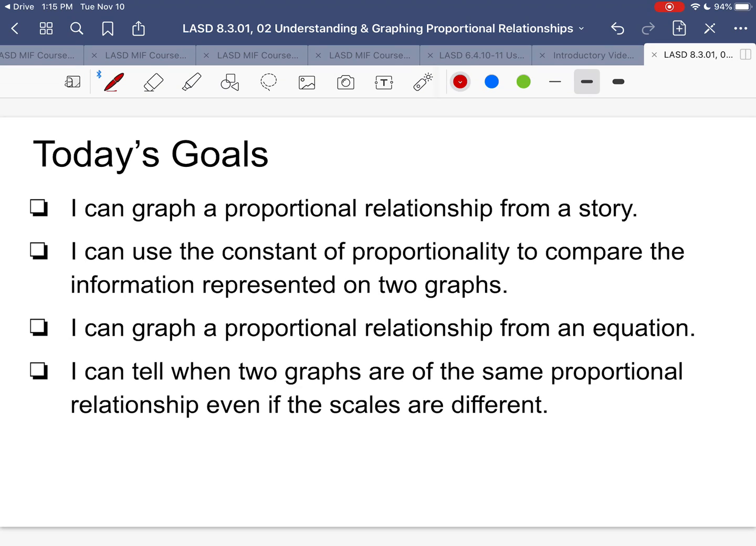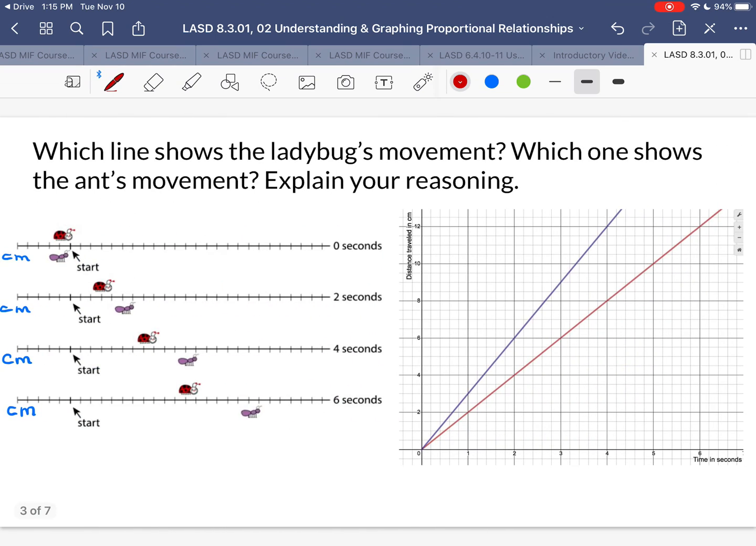You can graph a proportional relationship from an equation, and you can tell when two graphs are of the same proportional relationship even if the scales are different. So let's start with a story and graphing that.